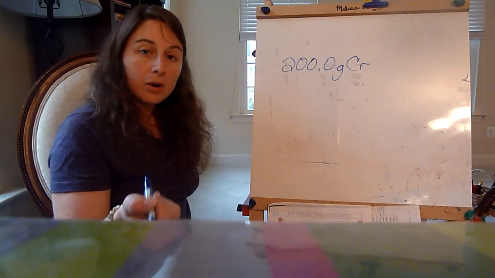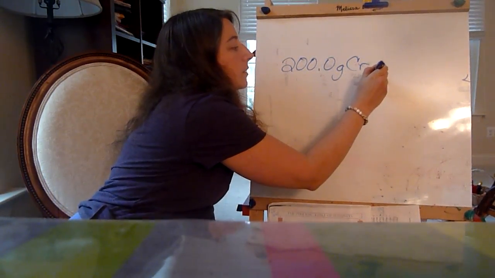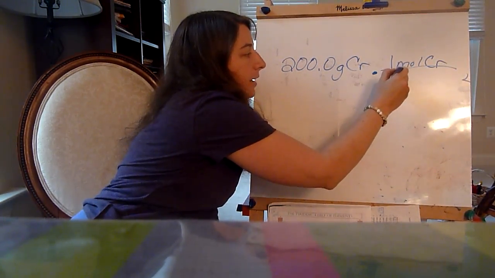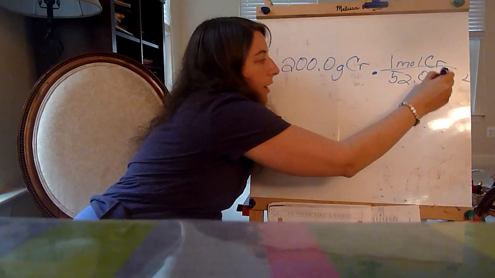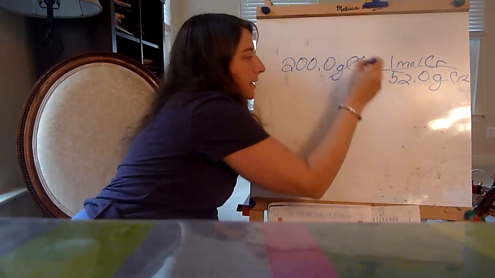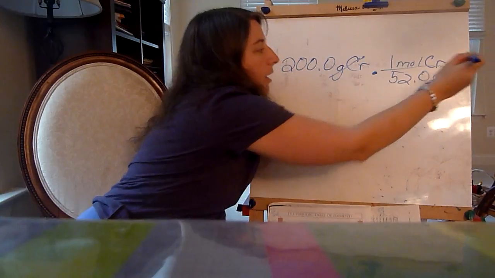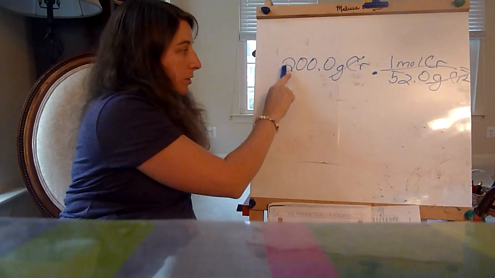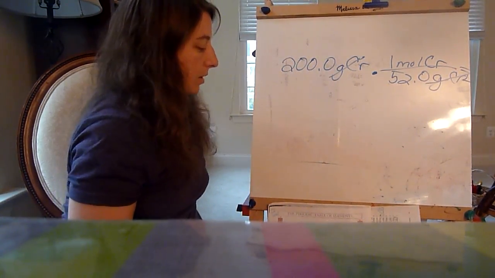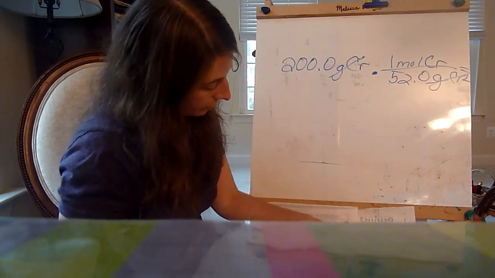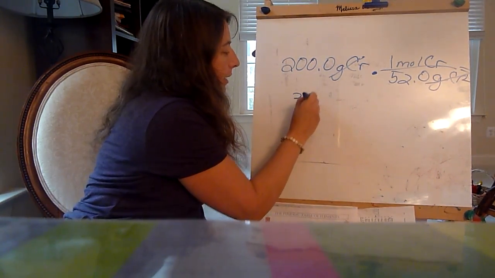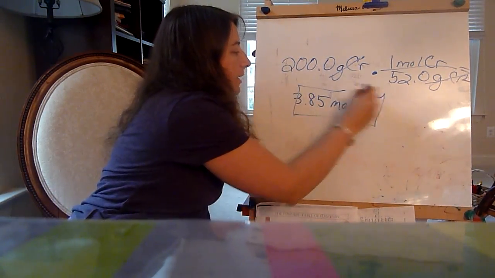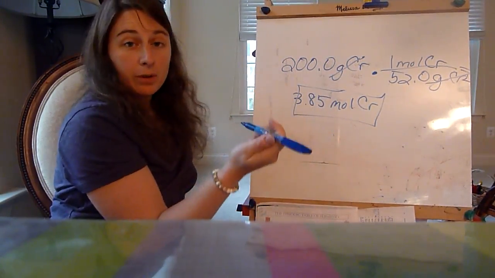I want to cancel out grams. So the other way I can write this is 1 mole of chromium is the same as 52.0 grams of chromium. That means I can cancel out grams of chromium. I'm left with moles for my unit of chromium. So if I take my calculator and type 200.0 divided by 52.0, then I'll have an answer of 3.85 moles of chromium.